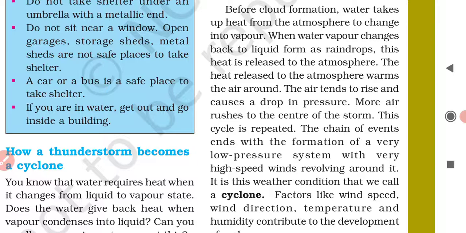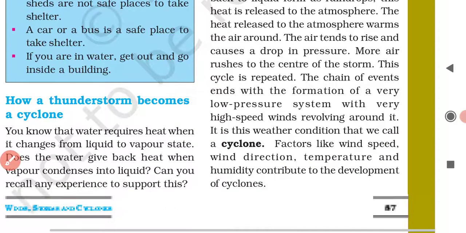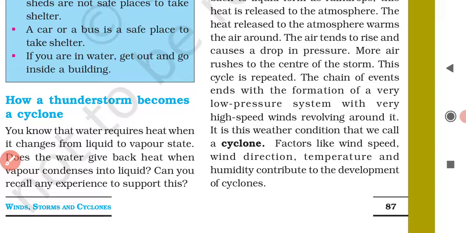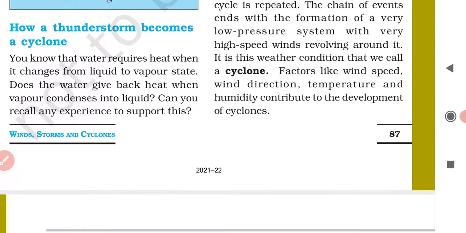Okay, so these swirling winds move faster and faster, which forms huge circles. So this weather condition, consisting of a system of high speed winds revolving around a central area of low pressure, is the cyclone. The area of very low pressure at the center of the cyclone is its eye. Clear? So it is this weather condition that we call cyclone. The factors like wind speed, wind direction, temperature and humidity contribute to the development of cyclones.